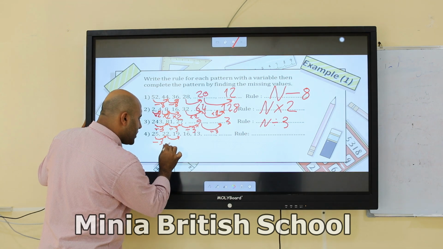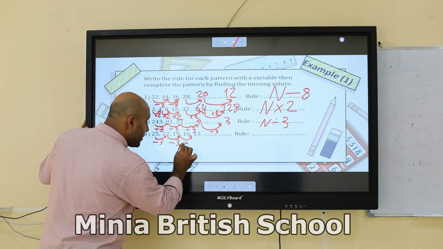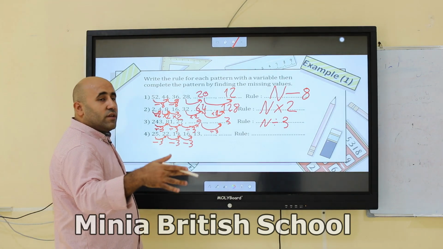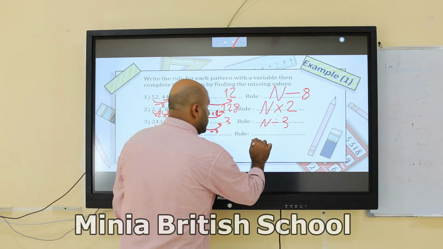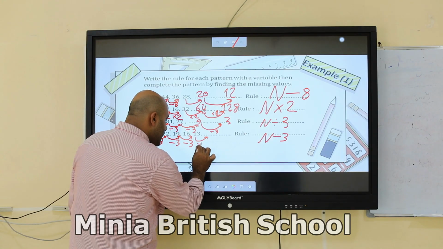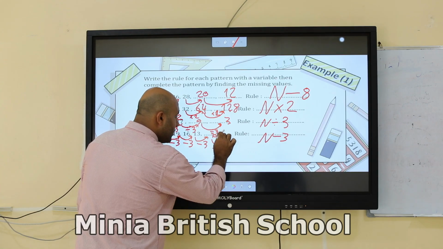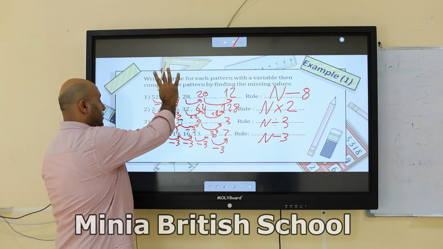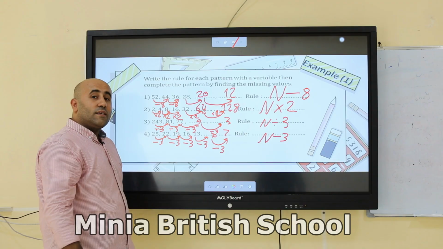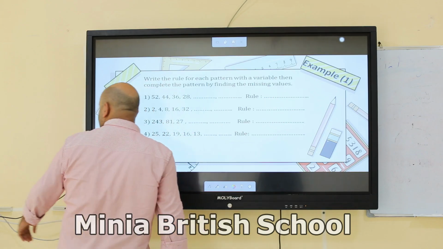25 minus 3 gives me 22. 19 subtracted by 3 gives me 16, and so on. So my rule is any number gets subtracted by 3. So n minus 3. So 13 minus 3 equals 10. 10 minus 3 equals 7. And these are the patterns. All of them got it? Good. Let's see another style, another way of patterns. Let's get into it.